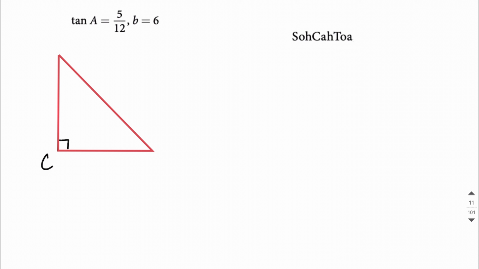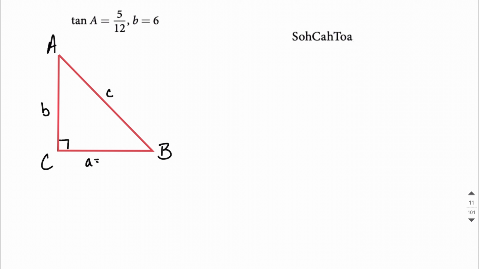Angle C tends to be where we go ahead and put the right angle. Side length C is going to be our hypotenuse across from this. We use lowercase letters for our side lengths and uppercase letters for our angles. I'm going to go ahead and put A here, little a here, big B, little b on opposite sides.